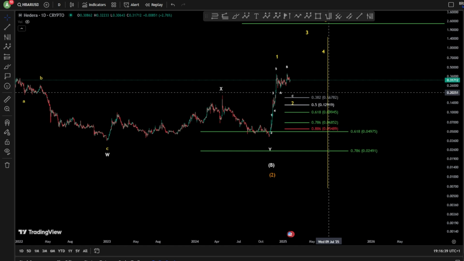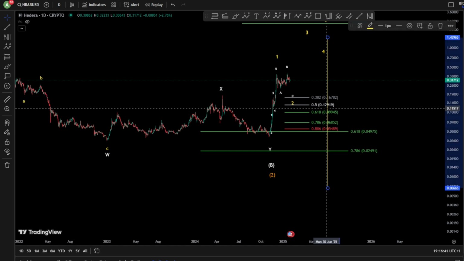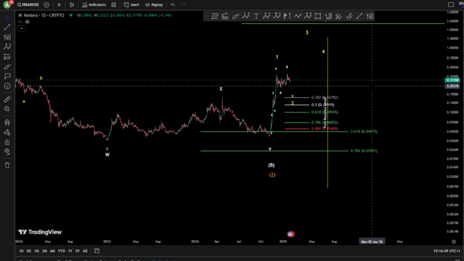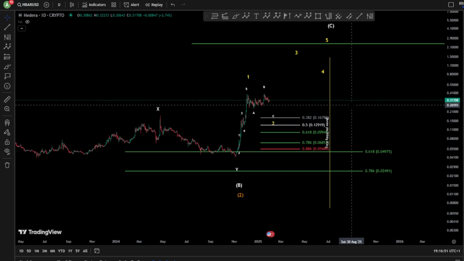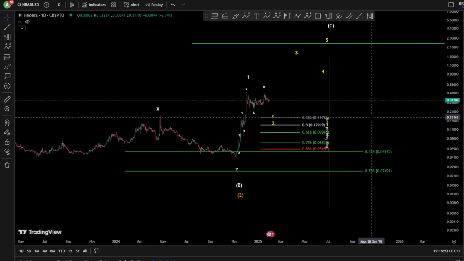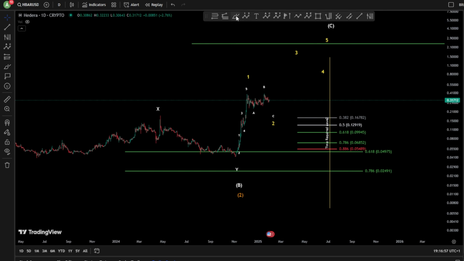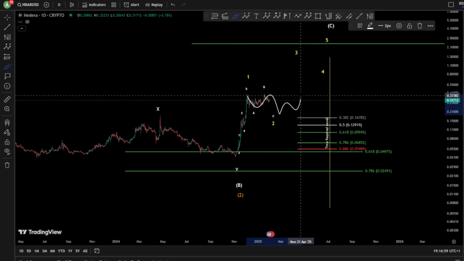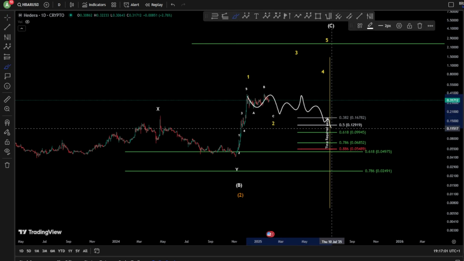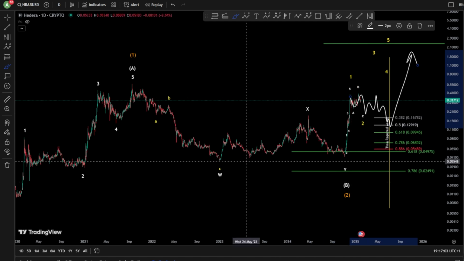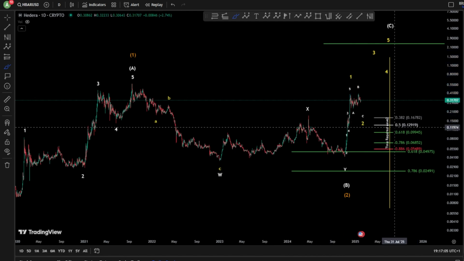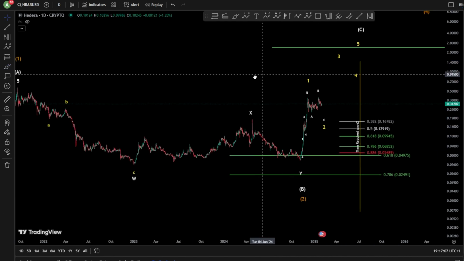And yeah, so let's say time required for wave 2. Okay, so we're going to keep this as a reminder that we might get a very extended wave 2 that in time can of course extend to this time and then move toward the upside. Again, repetition of history for the same wave for HBAR.